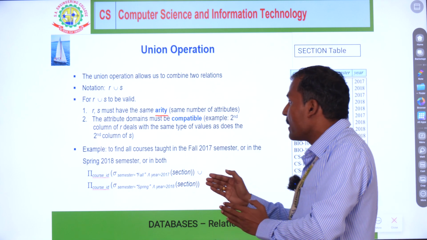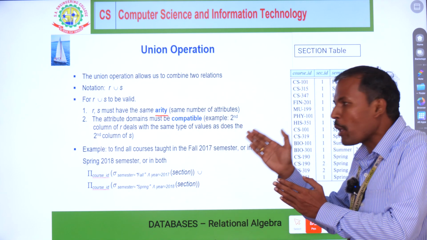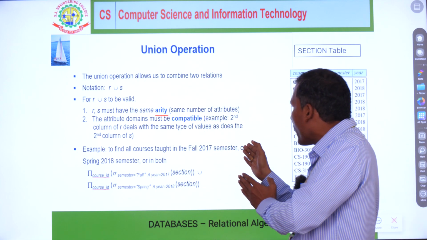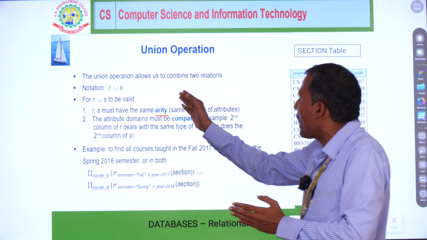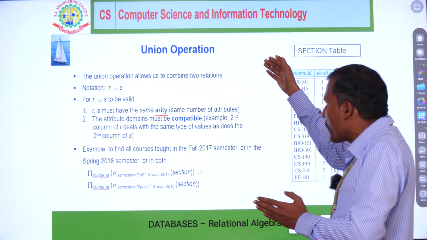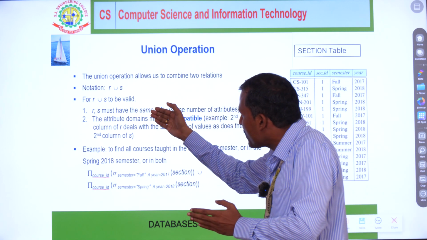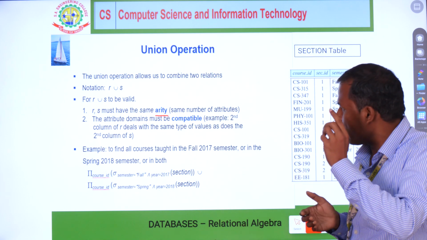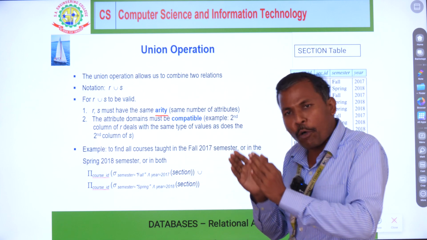And the second point: the attribute domains must be compatible. For example, the second column of relation S deals with the same type of values as the second column of R. If the second column of relation R talks about instructor name, then the second column of relation S should also be instructor name. That is what is called compatible. So the two relations must have the same arity and be compatible.